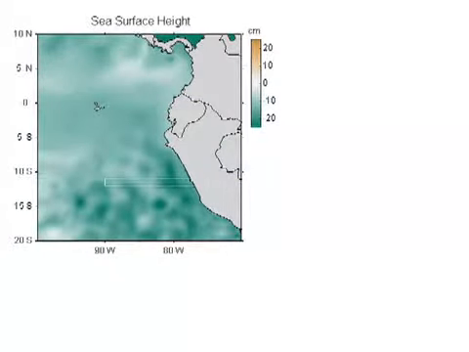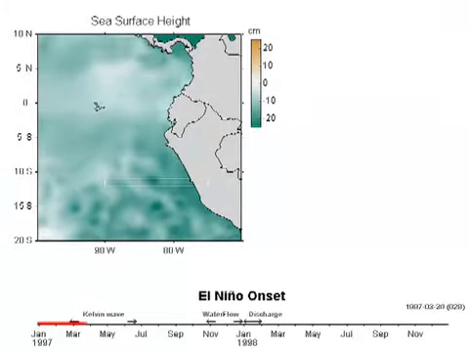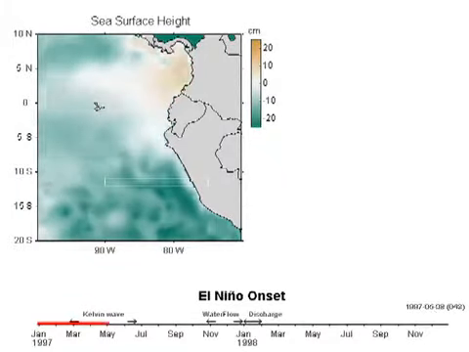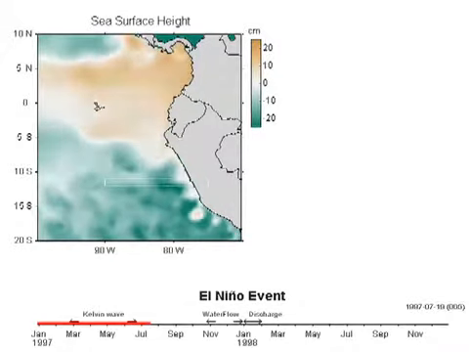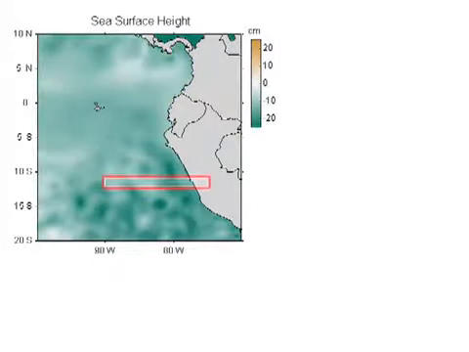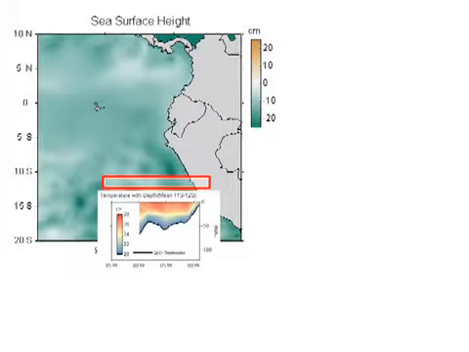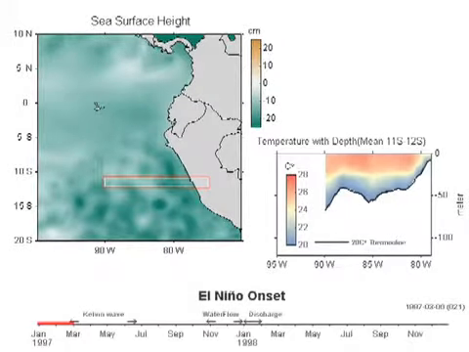Sea surface height data show the Kelvin waves propagating north and south along the South American coast. Ocean model data show lowering of the 20 degrees Celsius thermocline near Peru.